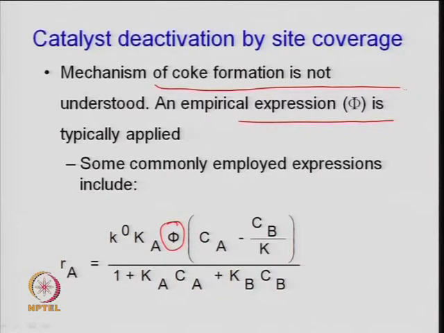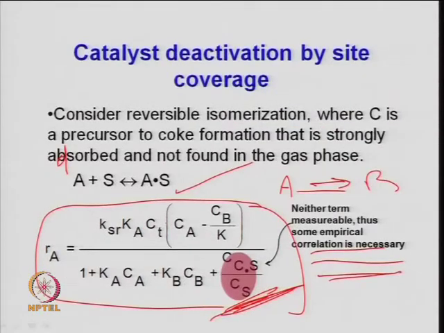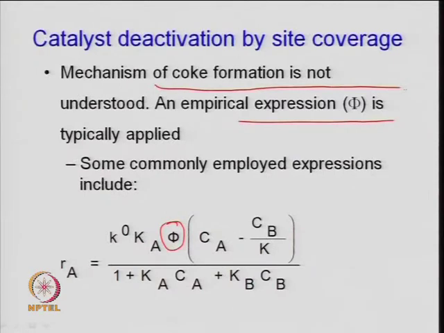So, this phi is related to A to the power n, something like that, related to carbon formation, right. So, K 0 K A times phi times C A minus C B divided by K, what you have seen before, divided by 1 plus K A C A plus K B C B. So, now we have removed that term from the expression. From this expression we have removed this third term, which was C C s divided by C s, because this is not known, and experimentally one cannot determine it either. But one can write down the expression in the form of some deactivation function, and that is what is done here in this case.